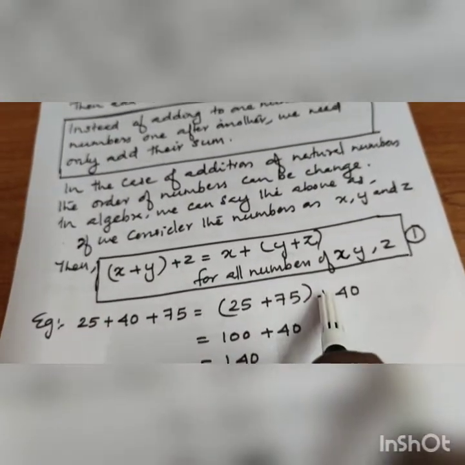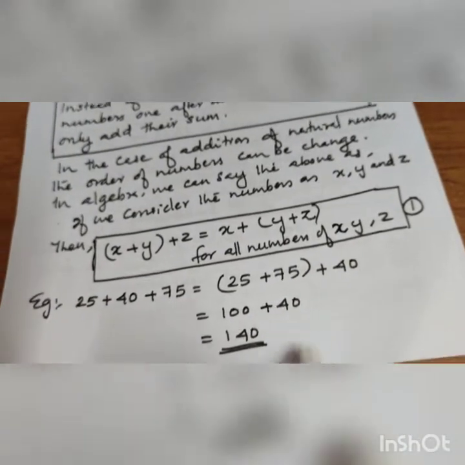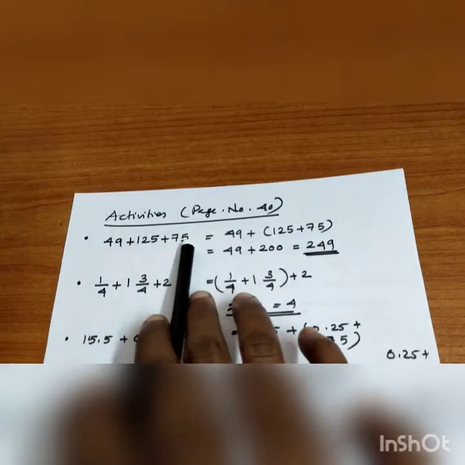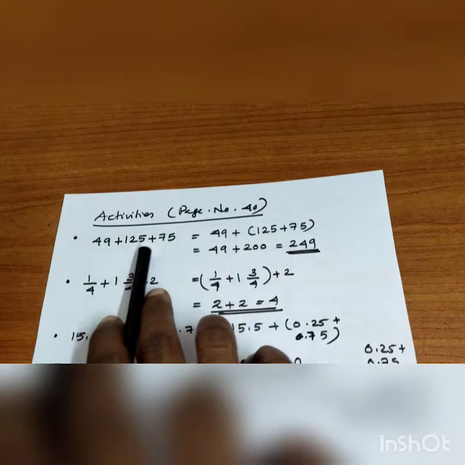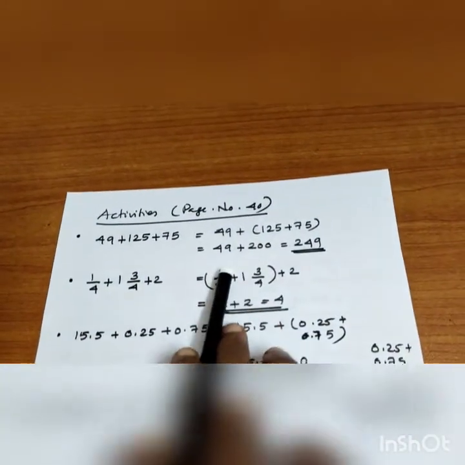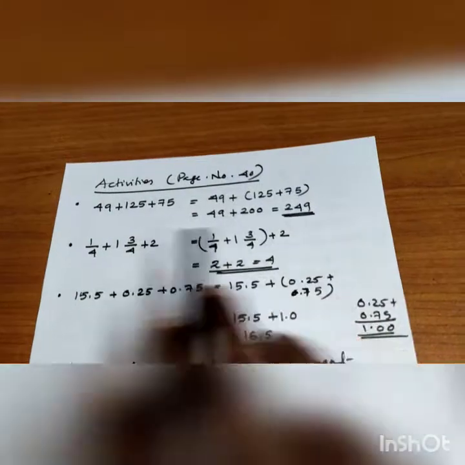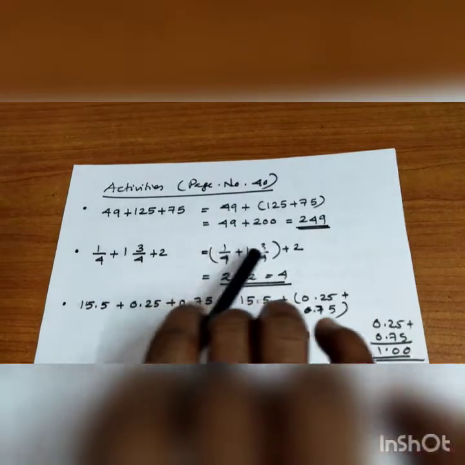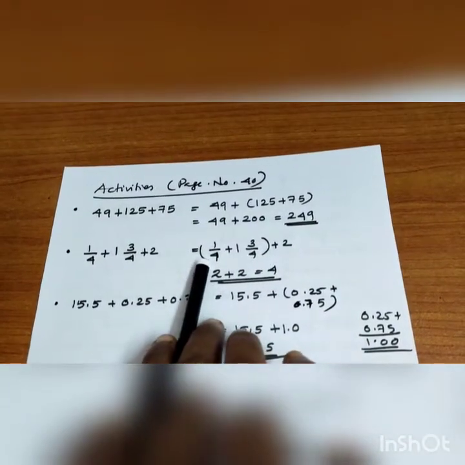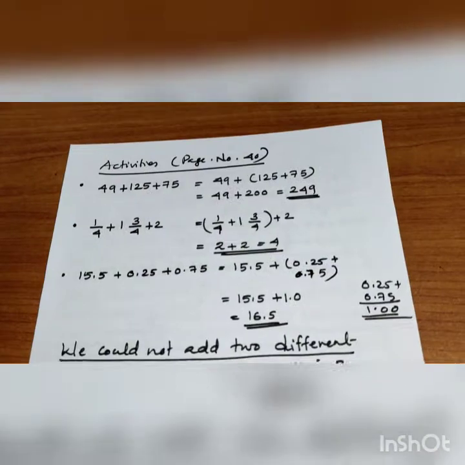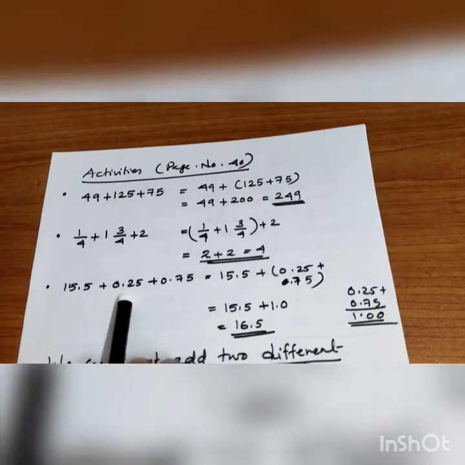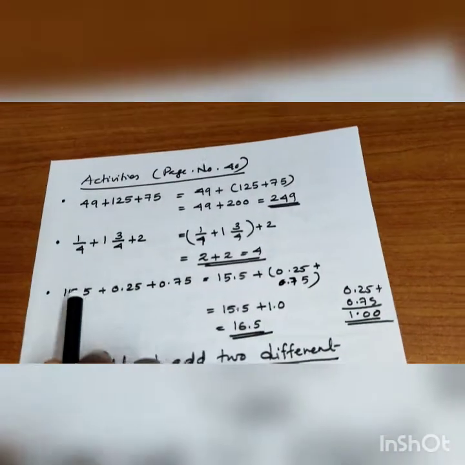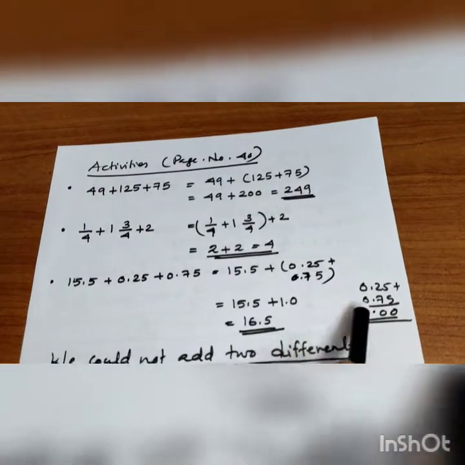One example: 25 plus 40 plus 75. First add 25 and 75, that is 100. 100 plus 40 is 140. On page number 14: 49 plus 125 plus 75. First add 125 plus 75, it is 200. 200 plus 49 is 249. Then 1 by 4 plus 1 and 3 by 4 plus 2. 1 and 3 by 4 plus 1 by 4 is 2. 2 plus 2 is 4. Then 15.5 plus 0.25 plus 0.75. First add 0.25 plus 0.75, that is 1. 15.5 plus 1 is 16.5.